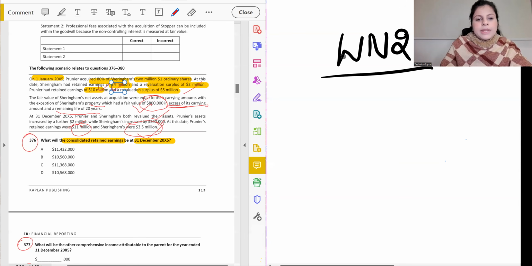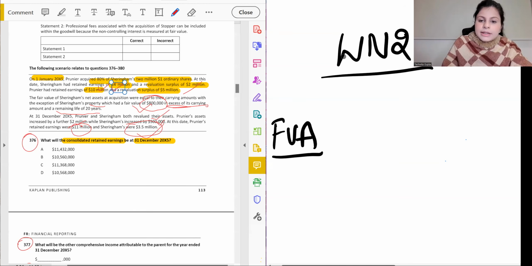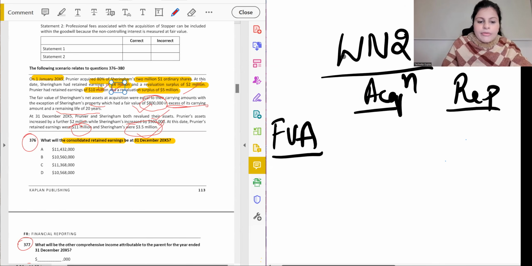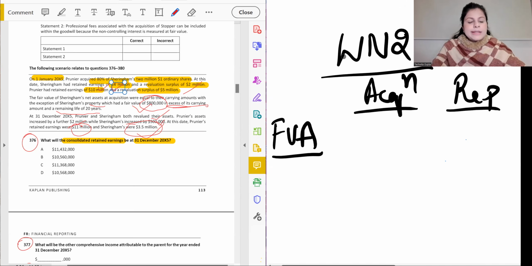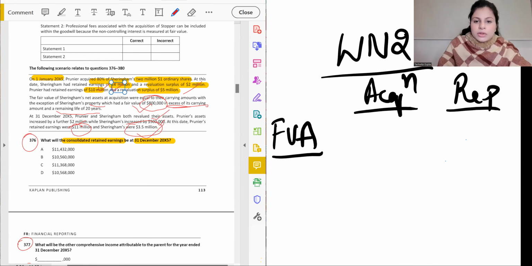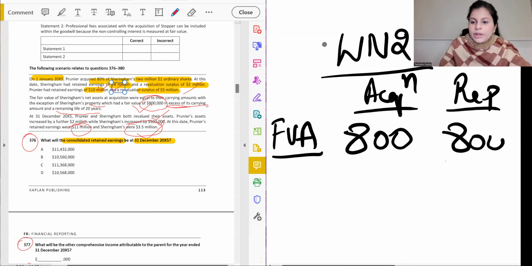So they've just given me that there was a fair value adjustment. So this fair value adjustment is adjusted in which column? Acquisition date column or reporting date column or both? Fair value adjustment of subsidiary's net assets happens in the acquisition column, reporting date column or both? Both. So I will add 800 over here and I will add 800 over here.